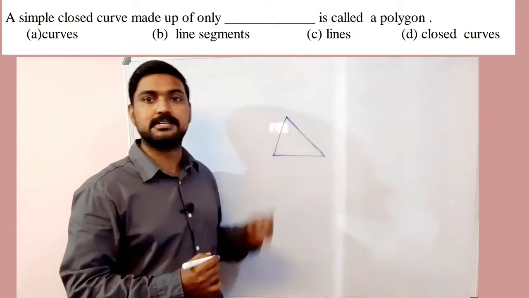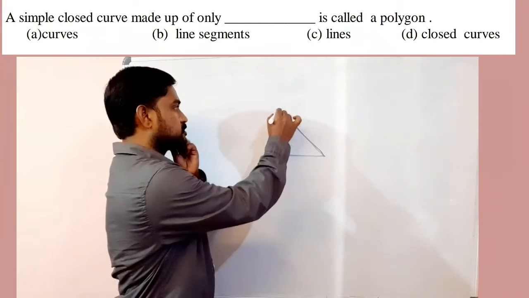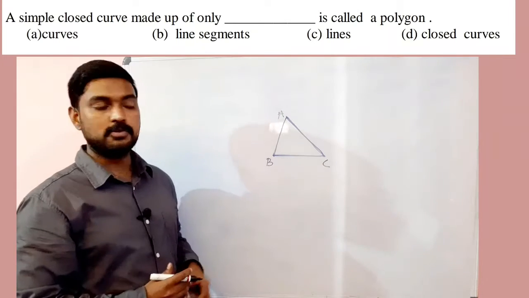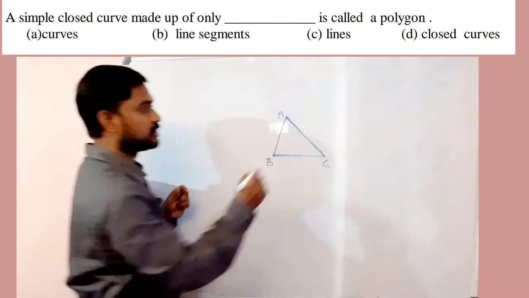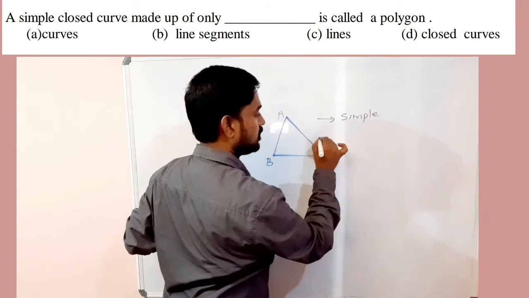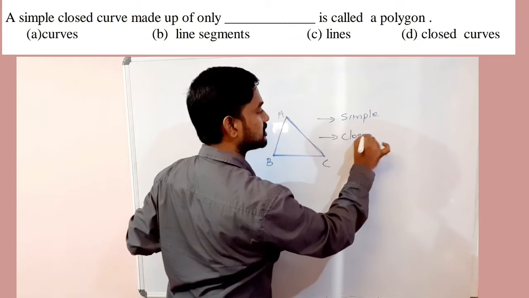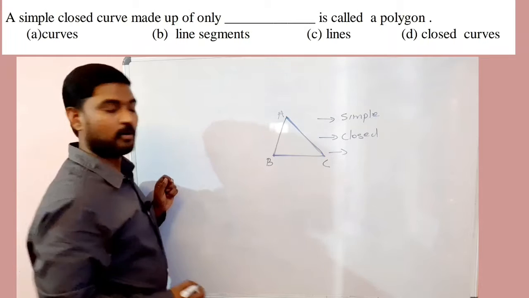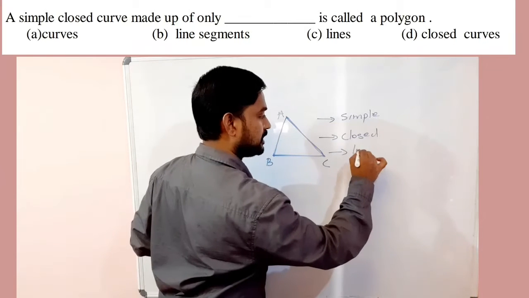Triangle is the least form of a polygon. So how many sides are here? 3 sides are there. So we can give names A, B, C. Here you have to learn a few words. Symbol. Second one, it is closed. And third one, curve or line segments.